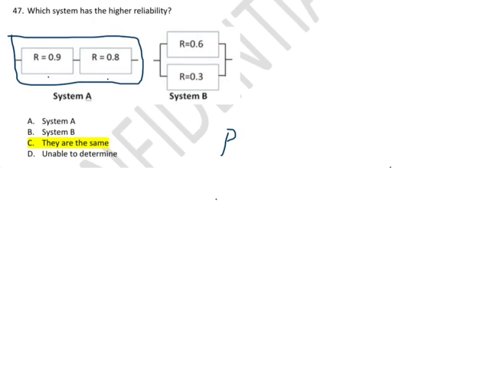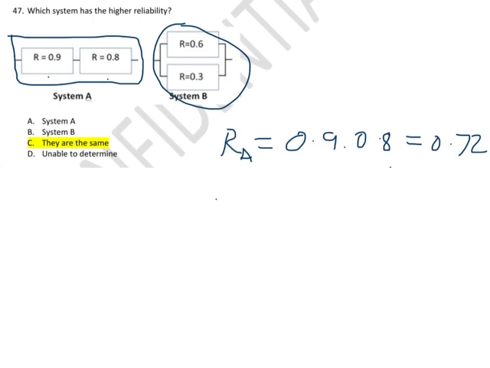So the reliability of A is going to be equal to 0.9 times 0.8, which equals 0.72. For this one, we've got a parallel system. Now, for a parallel system, it keeps on going if any of them survive.